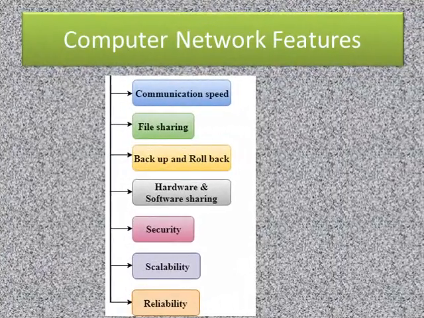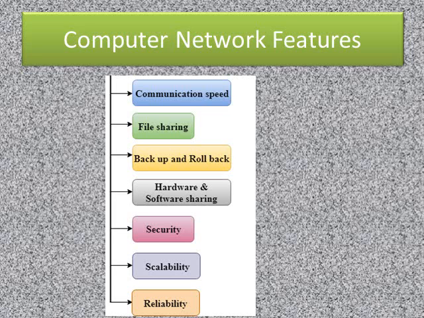Children, there are some features of the computer network. They are communication speed, the speed at which a network is able to communicate. That is, you can communicate in a fraction of a second. File sharing: you can share your files across the globe with any people. Backup and rollback. You will be familiar with the word backup. You can take a copy of what we have done. And rollback is moving to the previous state. If there is an error, you can always roll back to the previous state. It is like doing an undo action. We press Ctrl Z to undo an action, isn't it? That is the meaning of rollback.